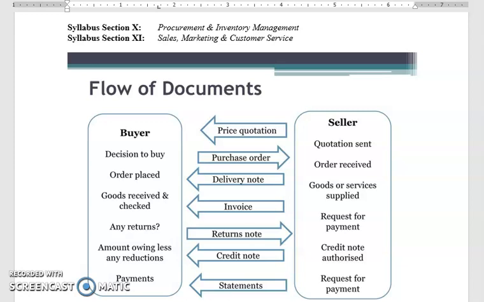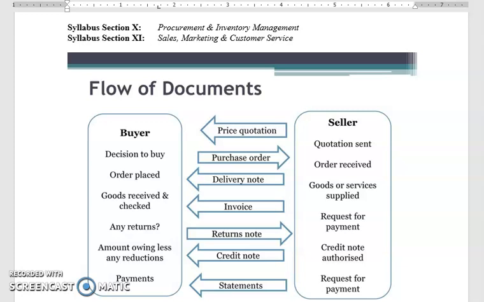Students, we are looking at the flow of documents. This is covered under Syllabus Section 11 of the Office Administration Syllabus and Syllabus Section 10 of the Office Administration Syllabus for CSEC exams. We are looking at it from the seller's perspective for the purpose of this tutorial. So we are examining the flow of sales documents from the Sales, Marketing and Customer Service Office.